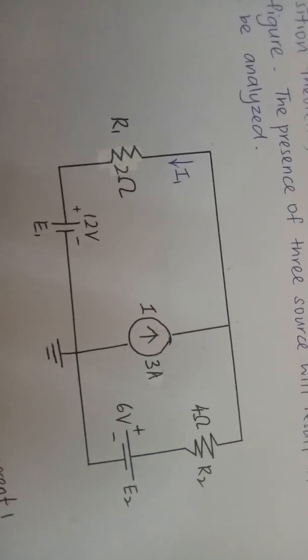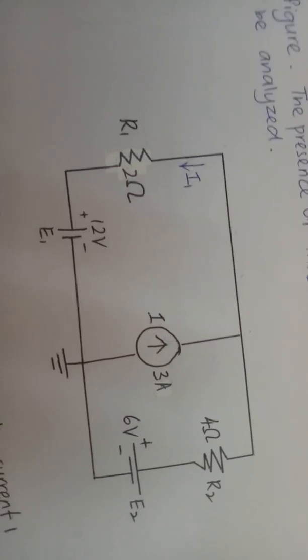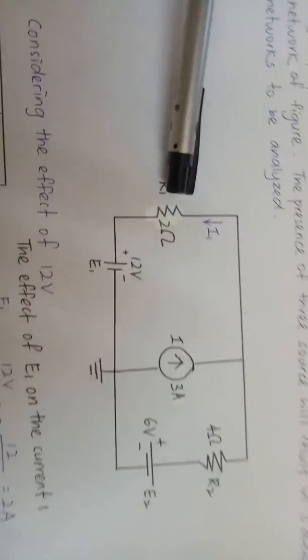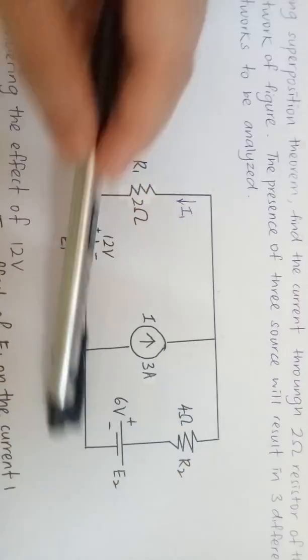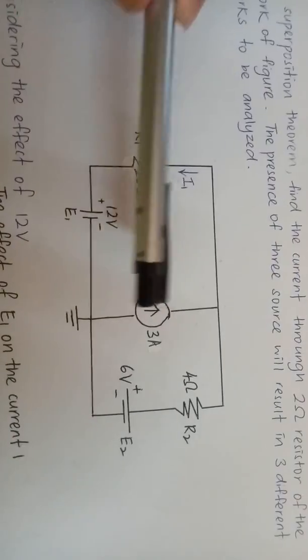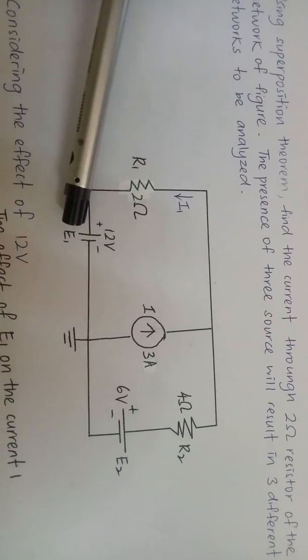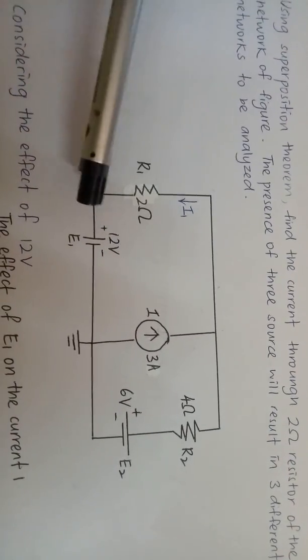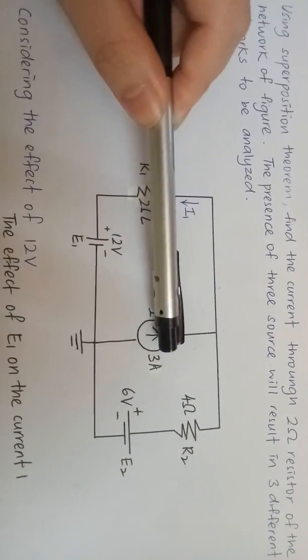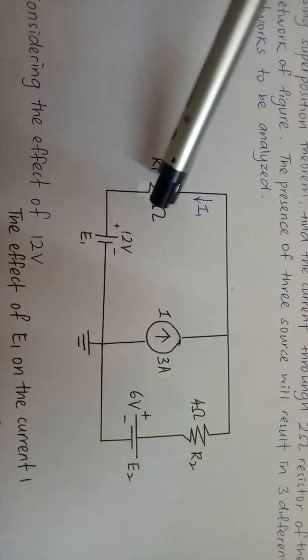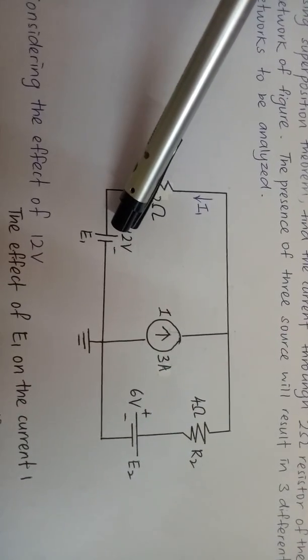This is the example that uses the superposition theorem to find the current that flows through this R1. From this circuit, we can find out that we have three different sources to be analyzed. First is this, second is this, and third is this. Step 1: I consider the effect of the 12 volts.